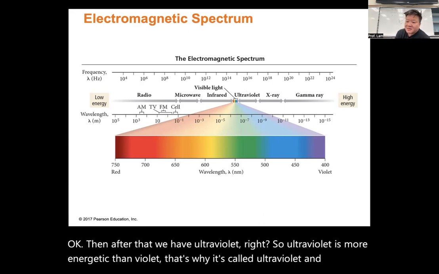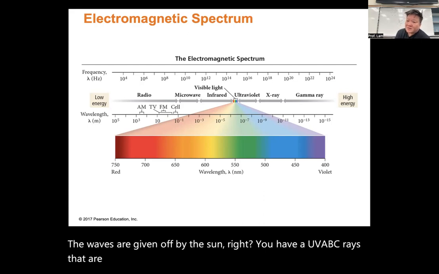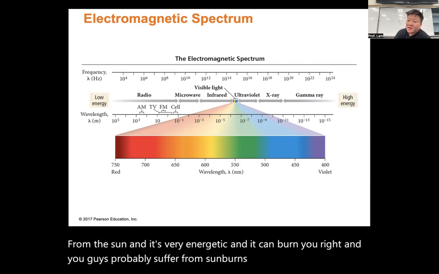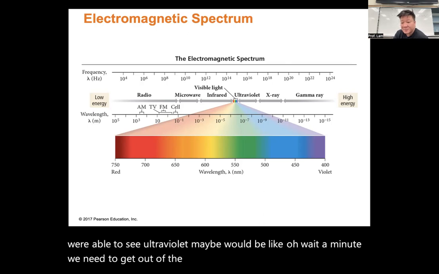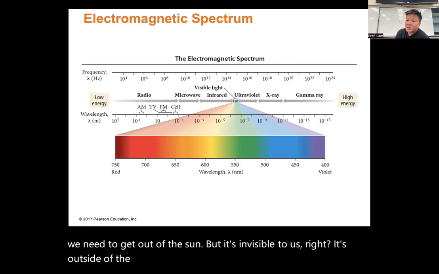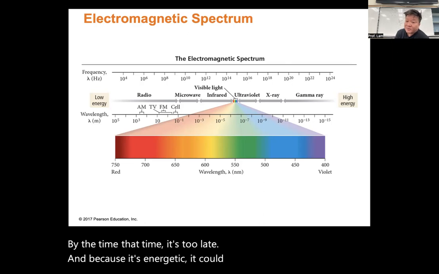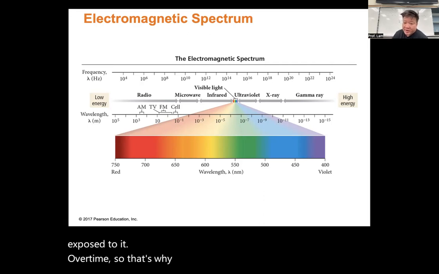And that's like the waves that are given off by the sun, right? You have UV A, B, C rays that are coming from the sun, and it's very energetic, and it can burn you, right? You guys probably suffered from sunburns before. It's not fun. If we were able to see ultraviolet, maybe we'd be like, oh, wait a minute, we need to get out of the sun, but it's invisible to us, right? It's outside of the visible spectrum. So we feel it, but too late, right? By that time, it's too late. And because it's energetic, it could cause skin cancer if you are exposed to it chronically over time. So that's why you want to wear sunscreen, right?